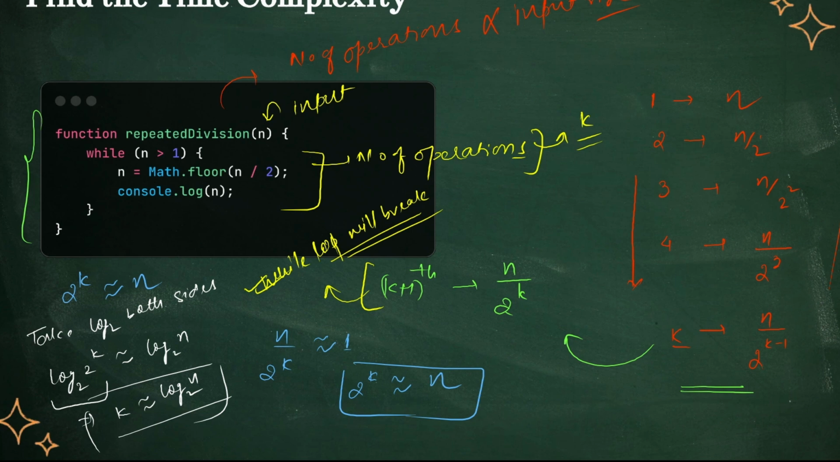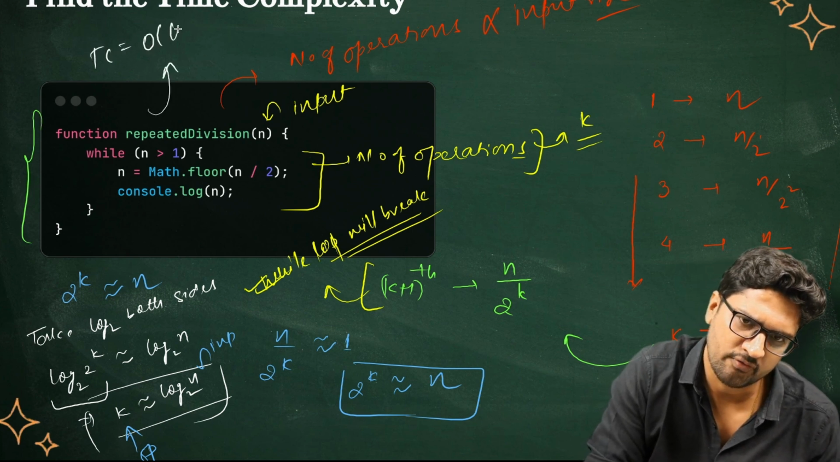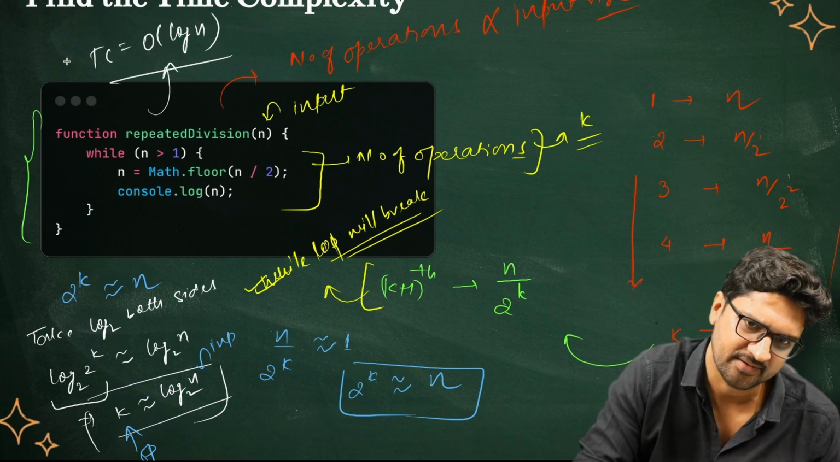What is my k? k is my number of operations. This is my input size. So now my number of operations is proportional to logarithmic n. So the time complexity of this question will be order of log of n.